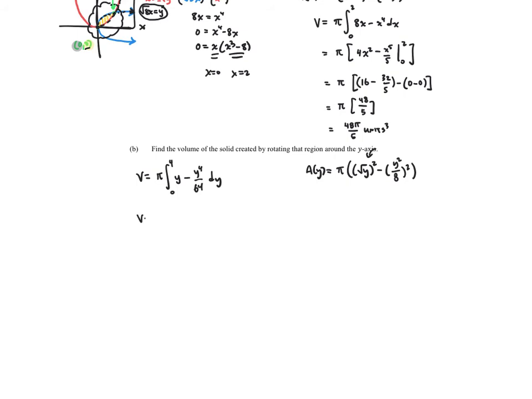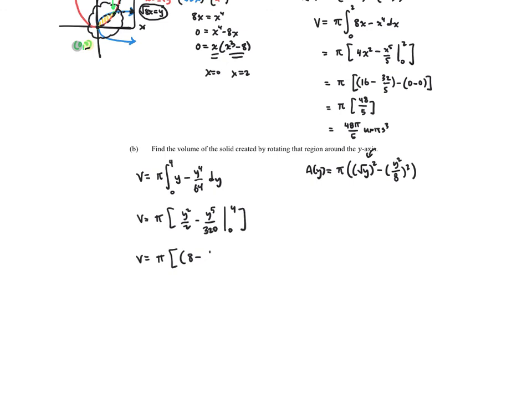That's lovely. So our volume will be pi times y squared over 2 minus y to the 5th over, is that 320? Let's see, 64 times 5, 320. Evaluated from 0 to 4. Let's see what we get. 4 squared is 16. 16 over 2 is 8. 4 to the 5th, I believe, is 512. 4 times 4 is 16, times 4 is 64, times 4 is 256, times 4 is 512.